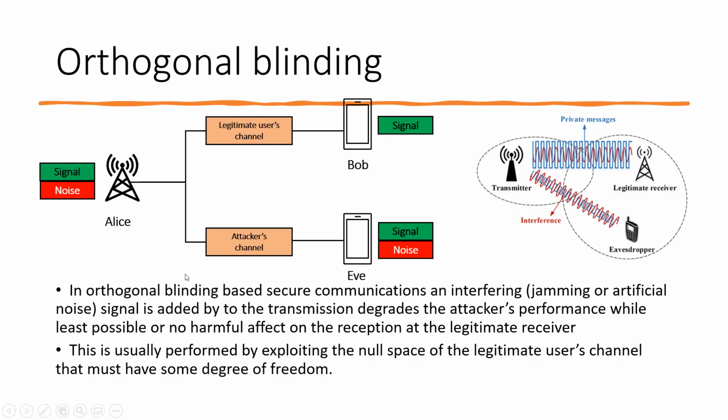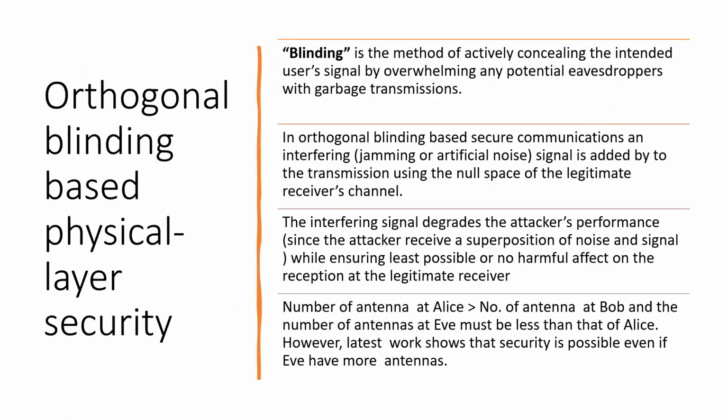So if we ask how we can define it, in orthogonal blinding, secure communication is achieved by adding an interference or jamming signal to the transmission to degrade the attacker's performance, with the least possible or no harmful effect on the reception of the legitimate receiver. Now, how are we achieving it? We are achieving it by exploiting the null space of the legitimate channel. So what is the null space of the legitimate channel?